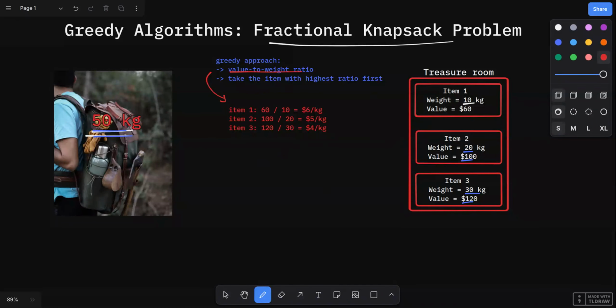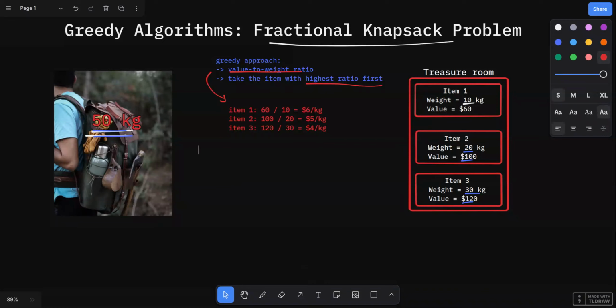The second step that we're going to take after this now is we are going to start by taking item one. Remember, we're taking the items that have the highest ratio first, and item one has the highest ratio. So its ratio is basically $6 per kg. What we're going to do now is go ahead and take 10 kgs of the first item, adding the $60 value to our knapsack.